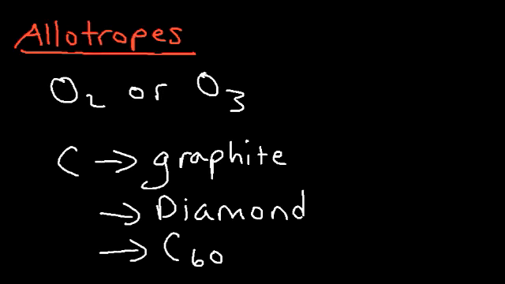But those are the most common allotropes that you might encounter, even though there's some other ones. There's some for phosphorus and for other elements as well, but these are the most common types that you should encounter.